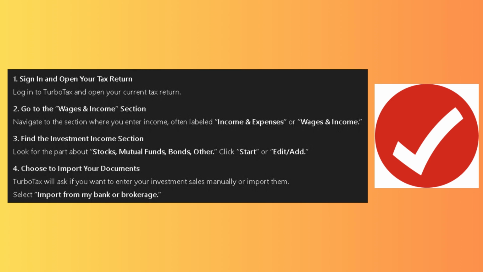Go to the Wages and Income section. Navigate to the section where you've entered your income, often labelled Income and Expenses or Wages and Income. Find the Investment Income section. Look for the part about stocks, mutual funds, bonds, or other.